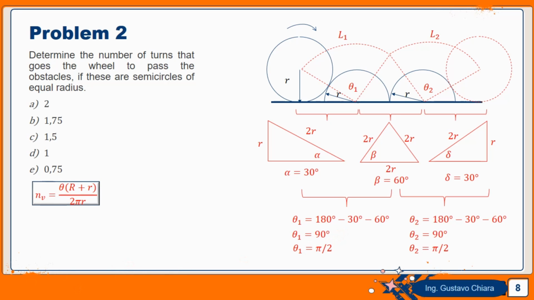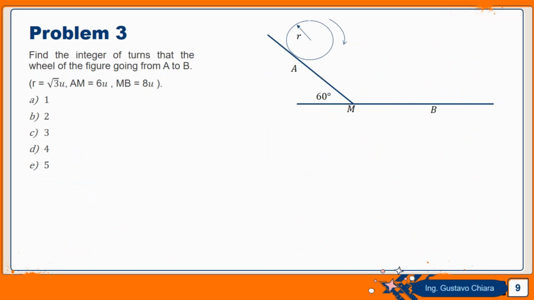So in that case, the number of turns is equal to the swept angle multiplied by the radius of the well plus the radius of the track, divided by 2πr of the well. So replace the values. We get that the number of turns is equal to 1. So in that case, for this problem, the solution is the letter D.